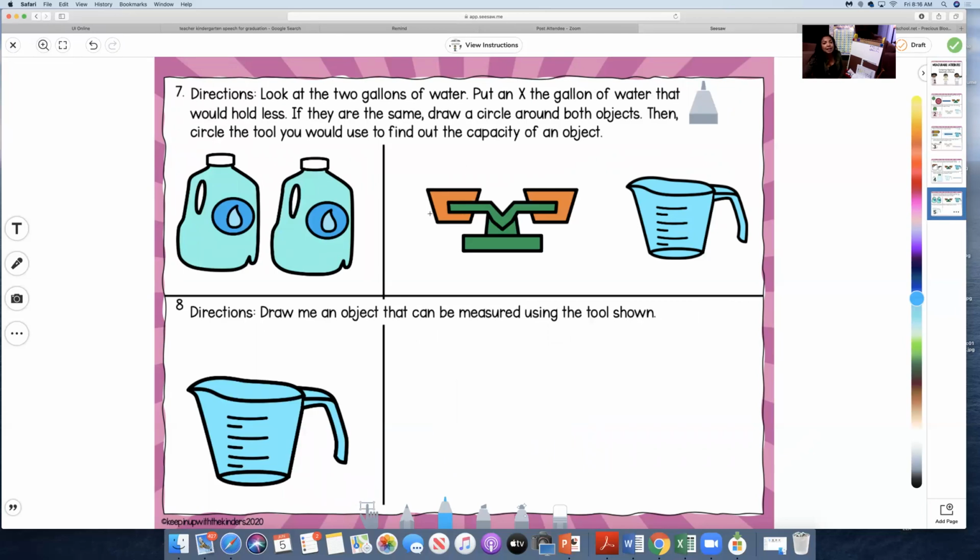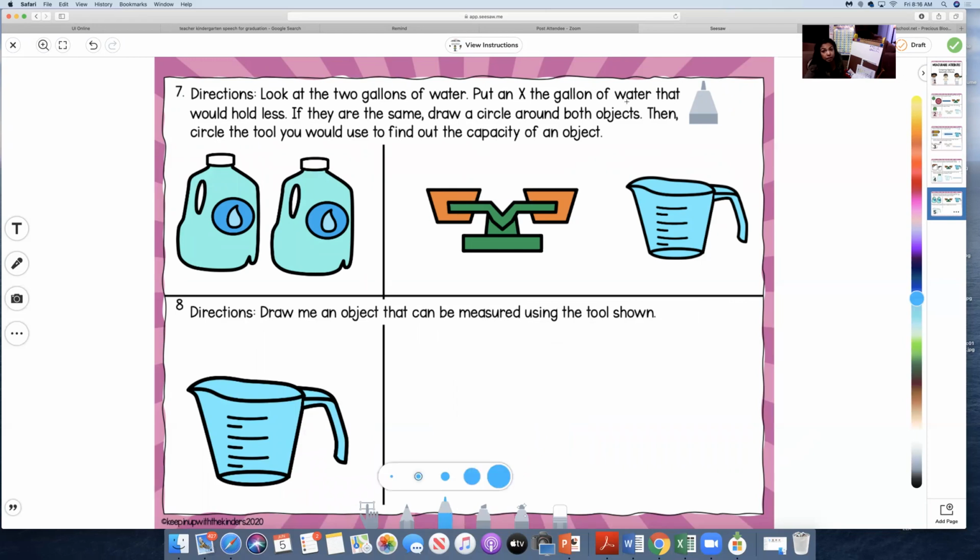Directions, look at the 2 gallons of water. Put an X on the gallon of water that would hold less, okay? If they are the same, draw a circle around both objects. Then, circle the tool you would use to find the capacity of an object. Well, we're looking at 2 gallons of water. Yes, correct. They are the same.